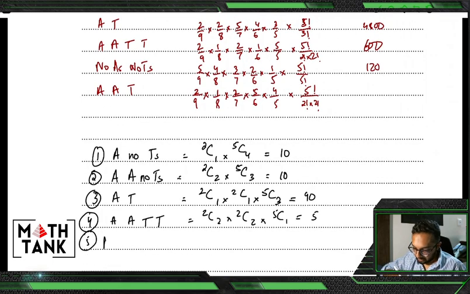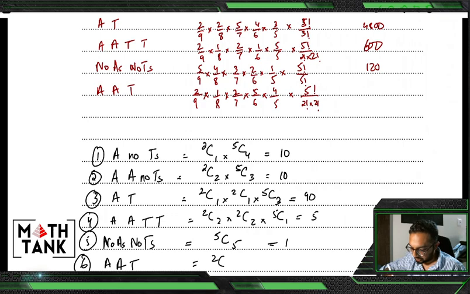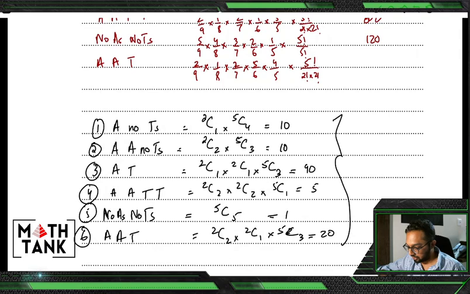Case number 6, no A's, no T's. So what gets selected are all the other 5 letters, 5C5, that gives me 1. Then 2 A's, 1 T, and 2 more. So 2C2, 2C1, and 5C3. So that gives me 20 as well. So together I have, let me check, 20, 40, 80, 86. So I have 86 different outcomes that satisfy my condition.